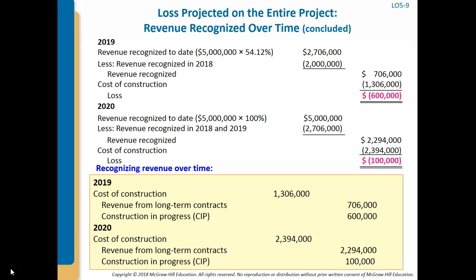In 2019, the cost of construction of $1,306,000, the revenues from long-term contracts $706,000, and the construction in progress of $600,000. Then we've got in 2020 our cost of construction of $2,394,000, the revenue from the long-term contracts of $2,294,000, and our construction in progress $100,000.